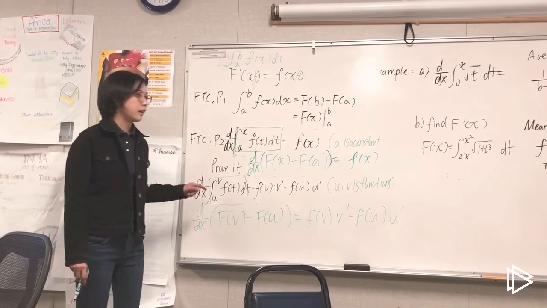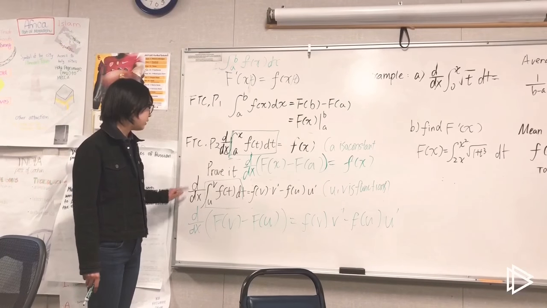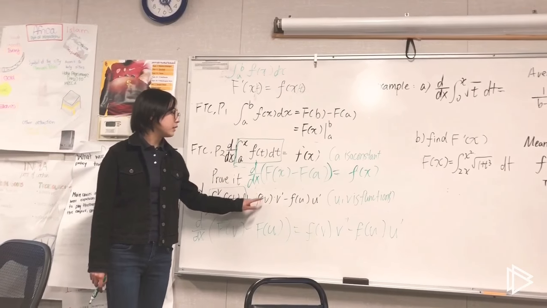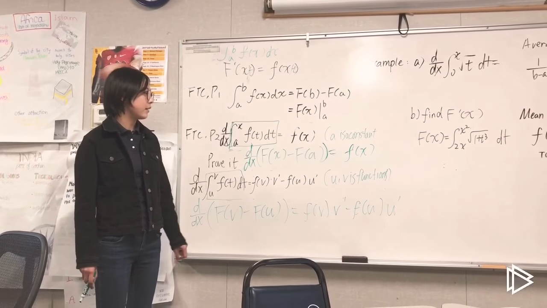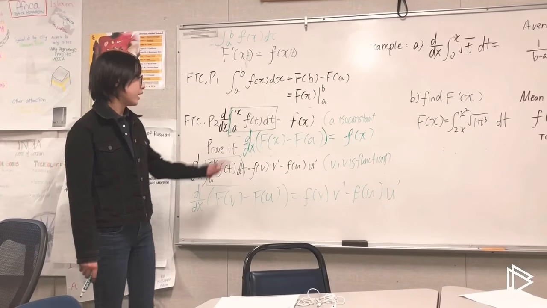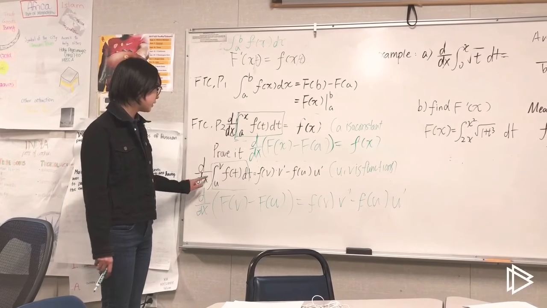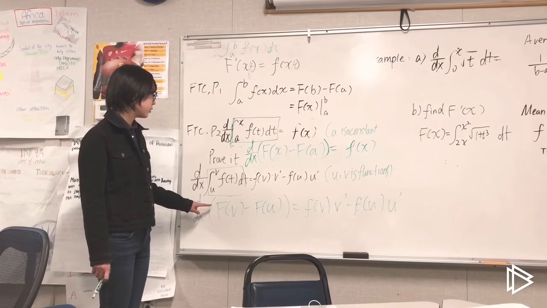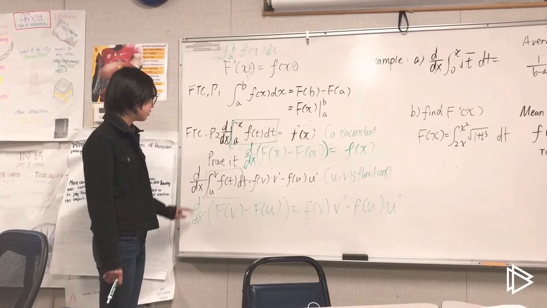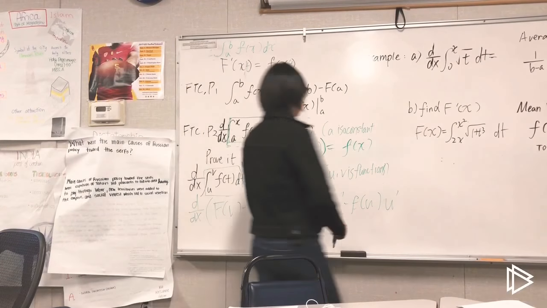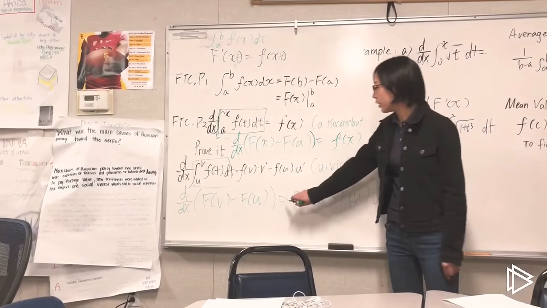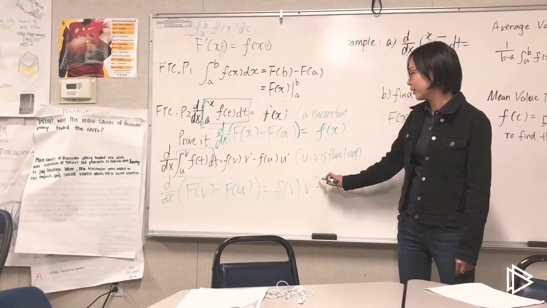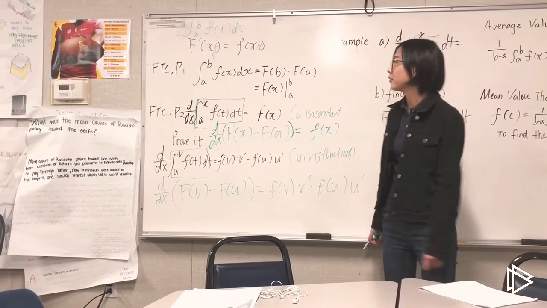And another formula in FTC part 2 is d/dx of the integral from u to v of f(t) dt equals f(v) times v's derivative minus f(u) times u's derivative, where u and v are functions. To prove this, we calculate the integral part first, which equals F(v) minus F(u), and to take the derivative of this, we need to use the chain rule. So the answer will be f(v) times v's derivative minus f(u) times u's derivative.